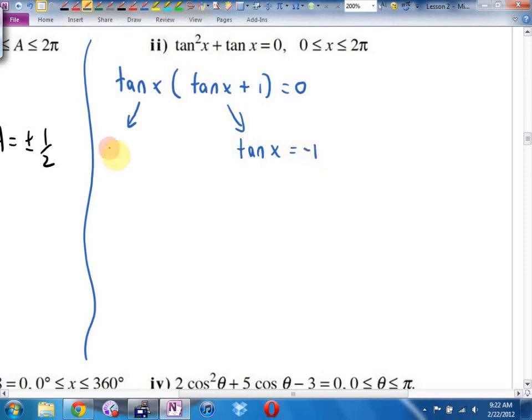This one gives us tan x equals what? Yeah, it's like we had an x in the front last year. It gives us 0.